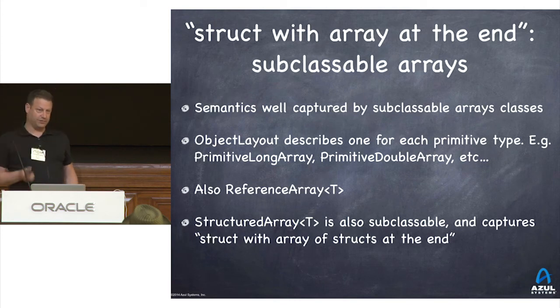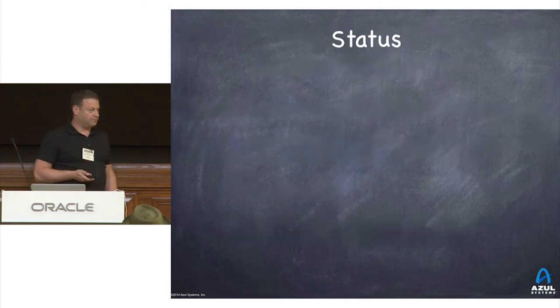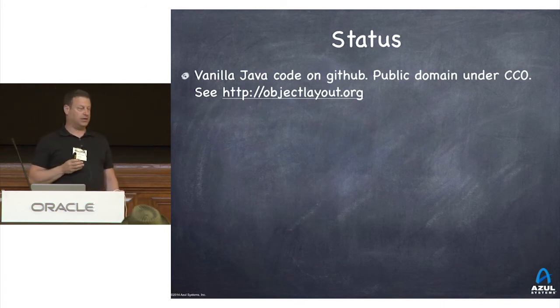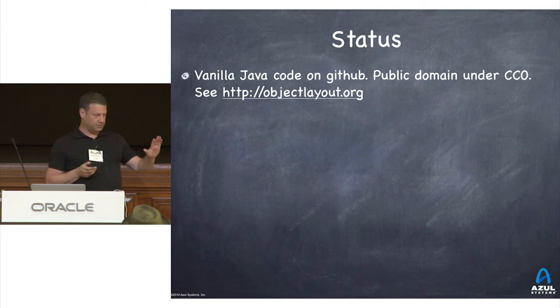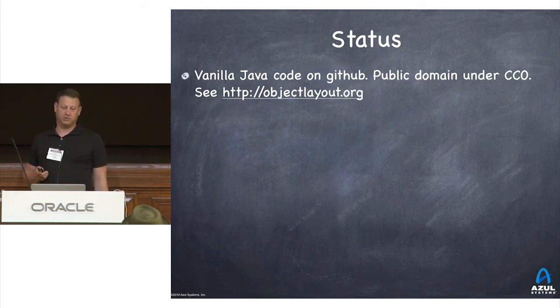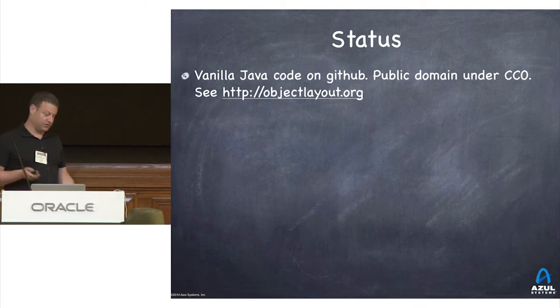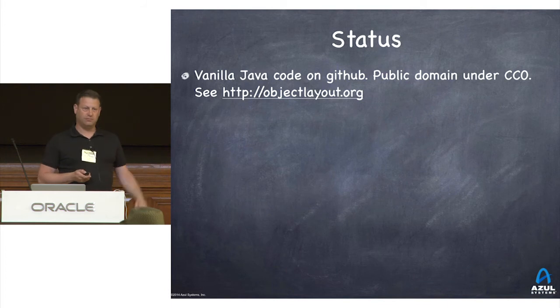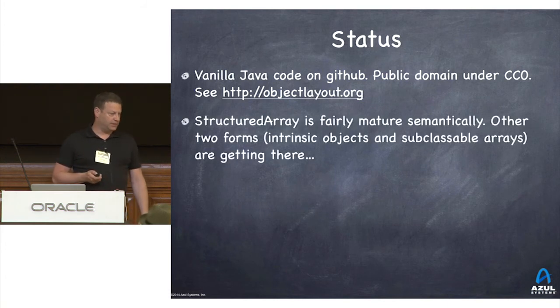These three are fairly well understood. For status, this is where we are right now. There's vanilla Java code for structured array that's up and working and has tests, up on GitHub. This is all public domain code under Creative Commons 0. Again, taking a page out of Doug Lea's book with java.util.concurrent. That's how it was built. GitHub wasn't around at the time, but yeah. So you're welcome to go look there. We're looking for comments and input.